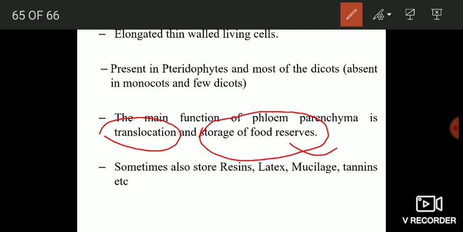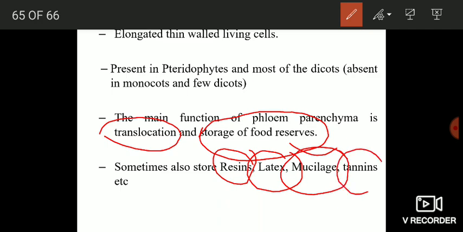I will make it clear to you. The main function that the phloem parenchyma performs is radial translocation. It is not vertical translocation, because vertical translocation is performed with the help of sieve tubes. And these phloem parenchyma cells sometimes also store resins, latex, mucilage, and tannins.